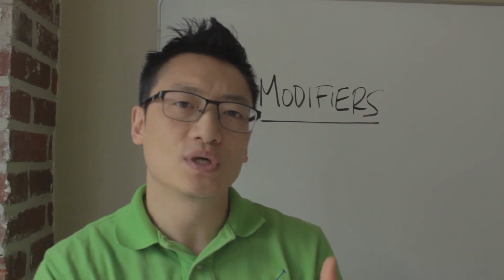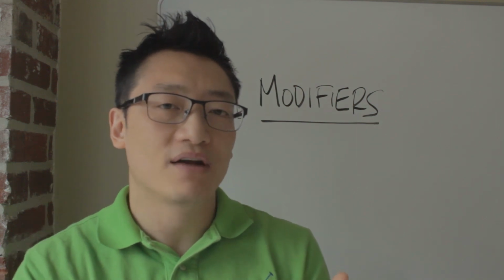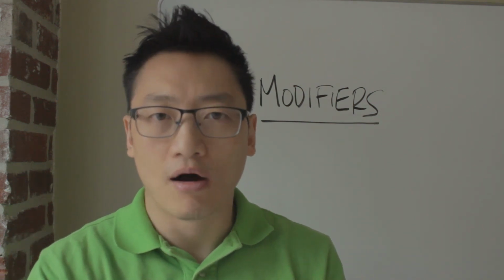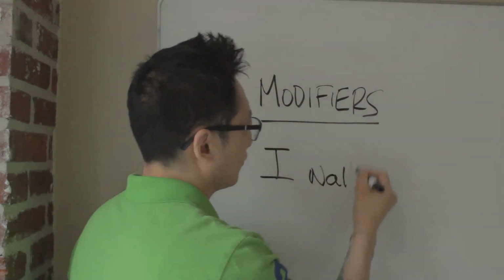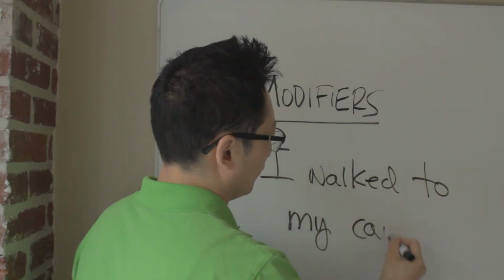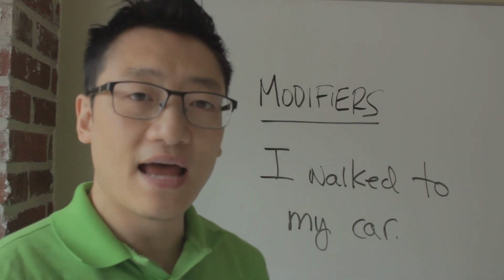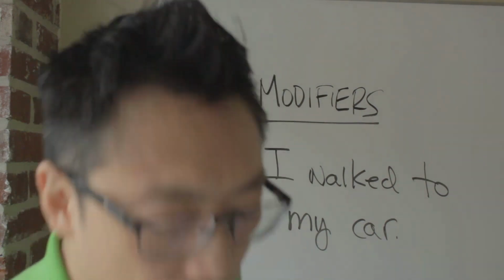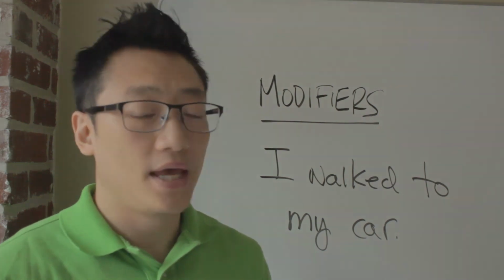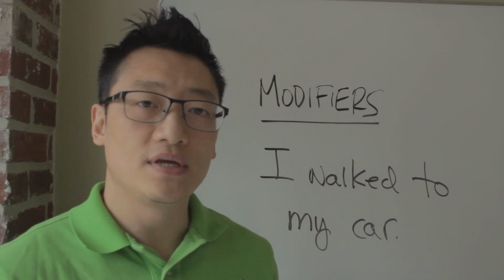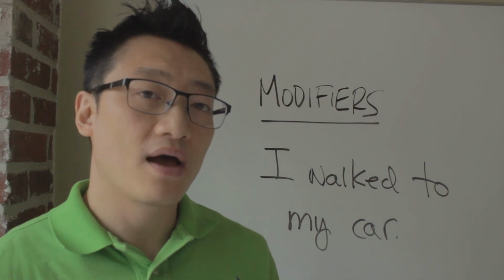But if I were to give you a sentence and I were to add modifiers to them, say I walked to my car. In a typical sentence like this, I can add modifiers. First, I can add, let's say, an adjective. An adjective is a word that describes a noun.